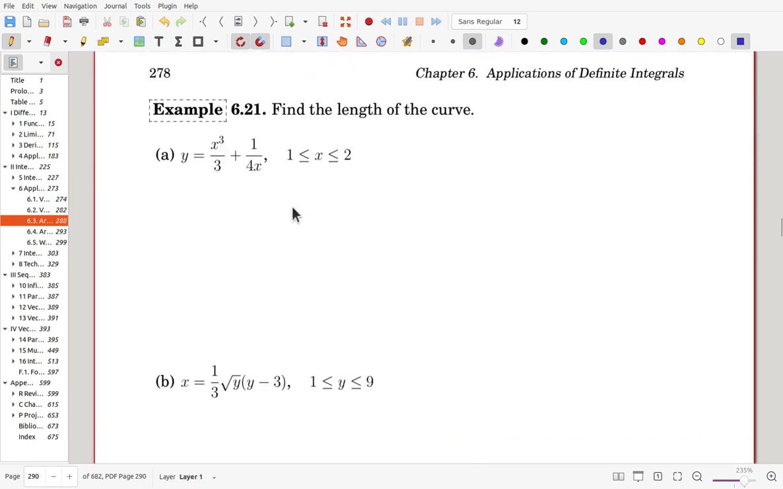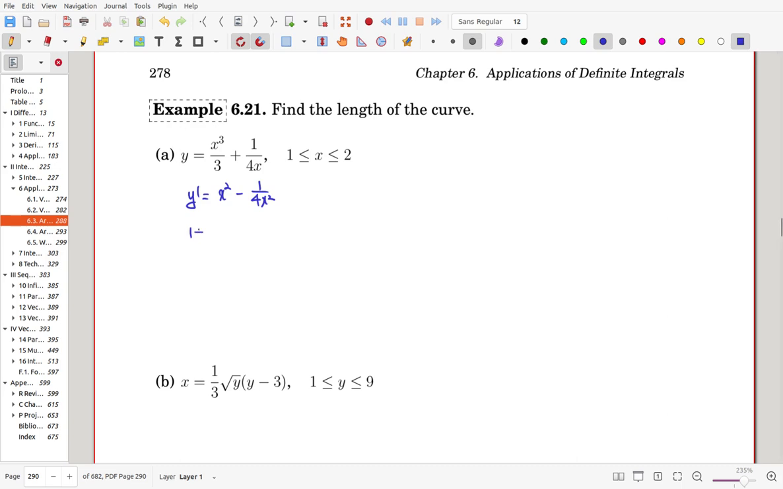Okay, let's try to find the length of the curve. Y is given as a function of x, and x is moving from 1 to 2. So we'll do it algebraically, the same as earlier. Y prime is the same as x squared, right? And then minus 1 over 4 x squared.